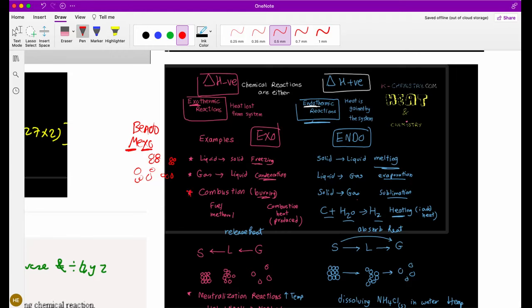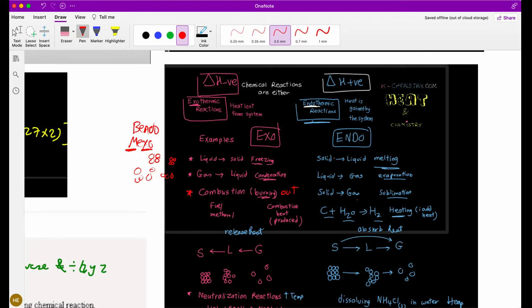Anything which has combustion or burning, where heat is coming out, is exothermic. So if you said heat produced, or combustion, or fuel, or methanol, or release heat, this is all exothermic.